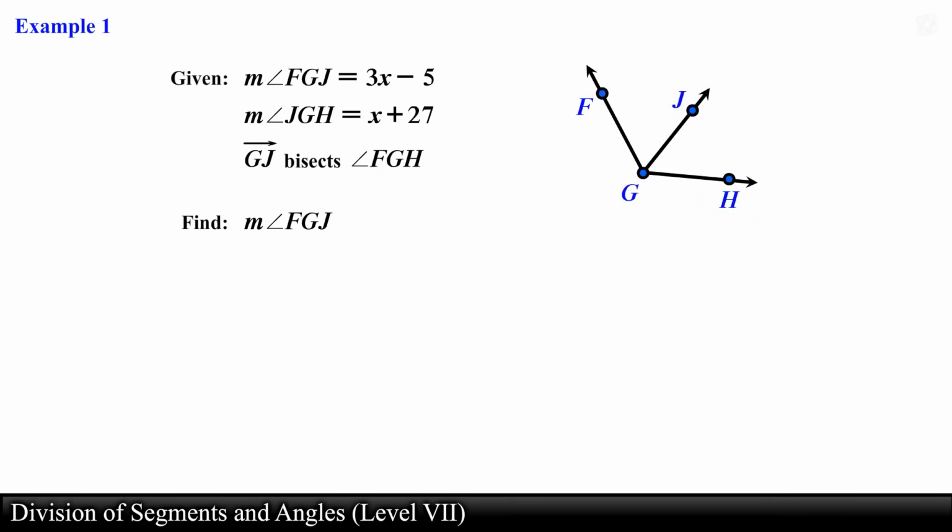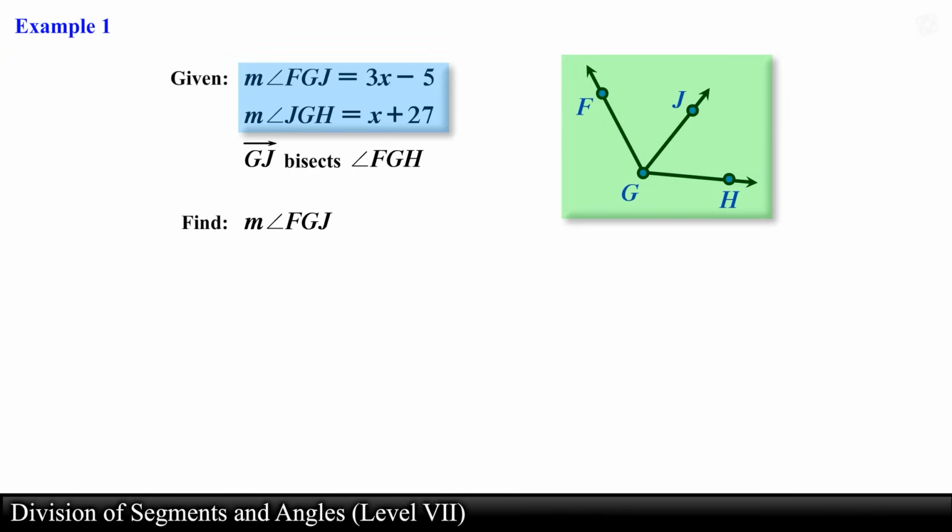Given that the measurement of angle FGJ is equal to 3x minus 5, the measurement of angle JGH is equal to x plus 27, and ray GJ bisects angle FGH, find the measurement of angle FGJ. In this problem, we are provided with a diagram, along with algebraic expressions representing the measurement of two angles. We are also given that a ray bisects an angle. We are asked to find the measurement of a particular angle.